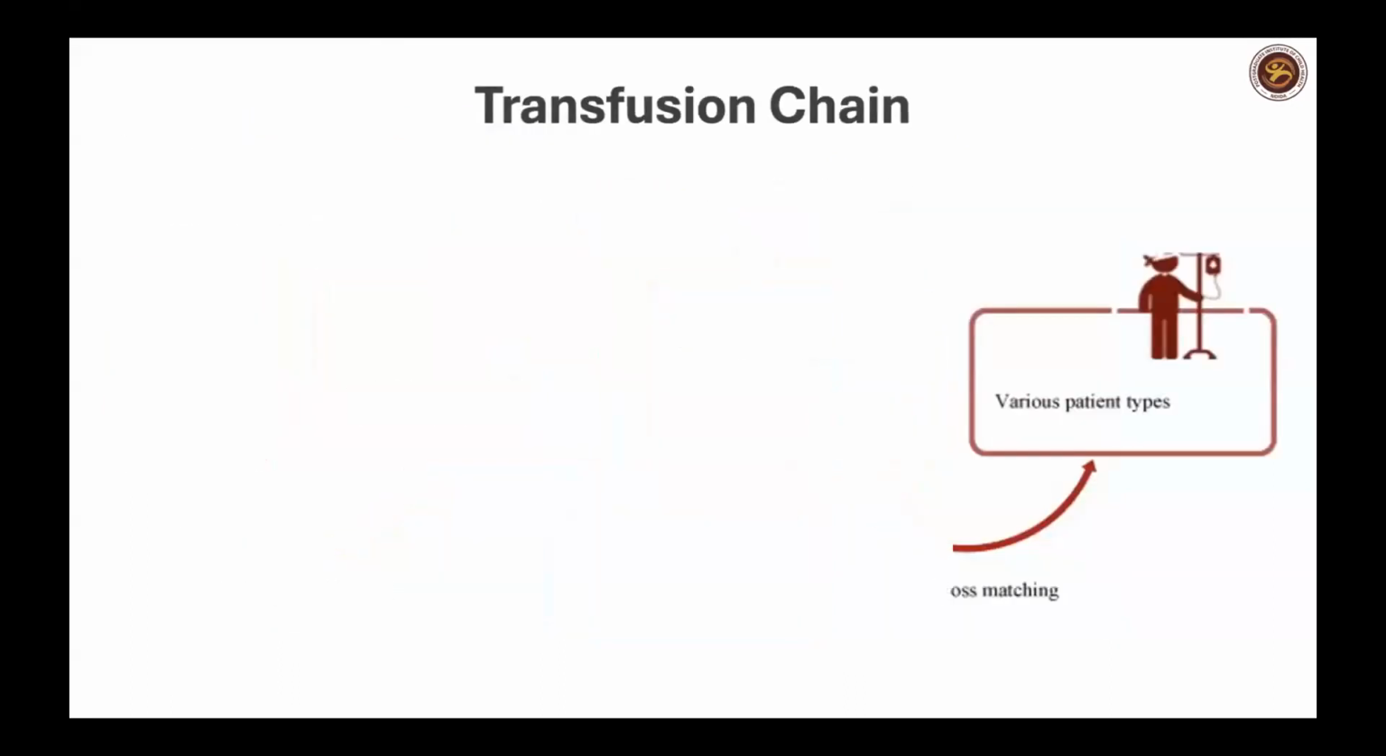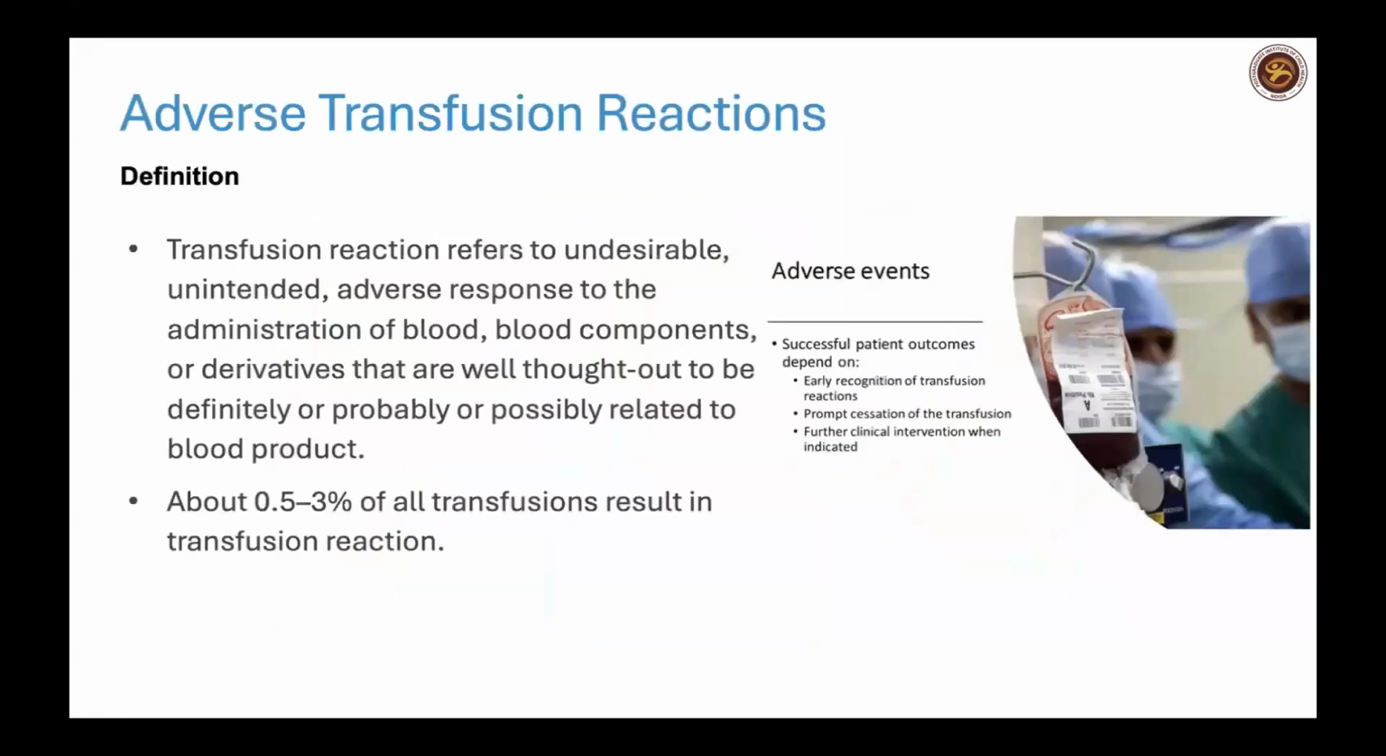So coming back to this chain, I'll be starting from the most important part, that is our recipient. A recipient transfusion reaction, also called an adverse transfusion reaction, is referred to as an undesirable, unintended, adverse response to administration of blood and blood components or derivatives throughout the period. And we need to relate that it is due to blood. The overall reports range from 0.5 to 3% from various sources.